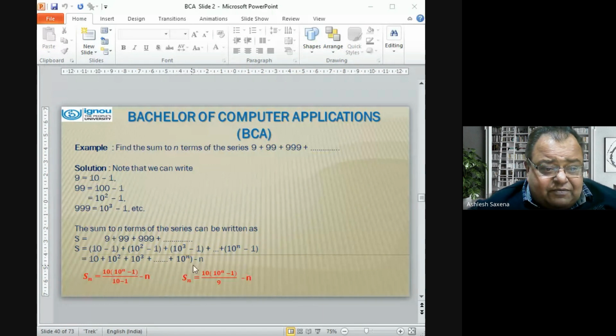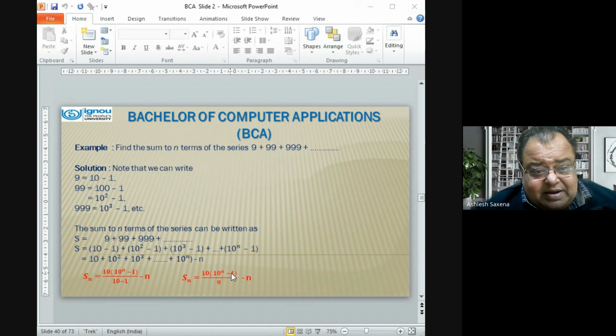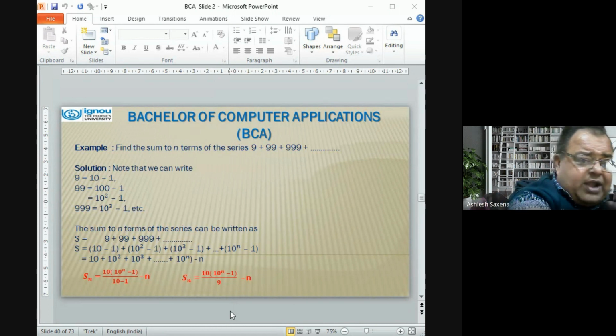We have a general term like this, okay? Just replace n by 1 here and here. See what will happen. 10 into 10 to the power 1 minus 1, over 9, minus 1. 10 raised to the power 1 is 10. 10 minus 1 is 9. 9 divided by 9 cancel. You have 10 over here minus 1. That is 9. This is 9. Okay. If you say that we are still not satisfied with what you proved, replace this n by 2, here and here. And then find out what you got, whether you got 99 or not.